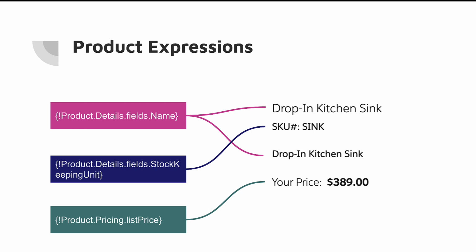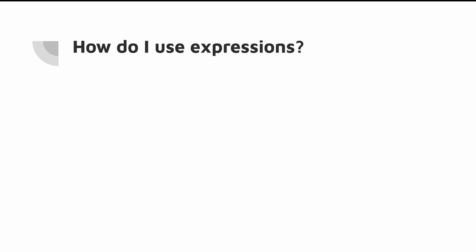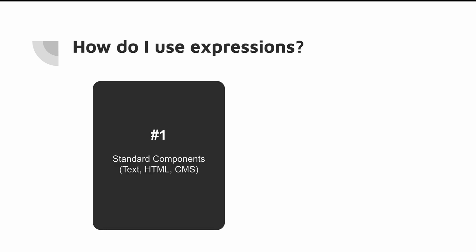And you can do all this with just expressions instead of using Apex and pulling this information back from the records yourself. So now that we've gone over a little bit of the what, how do we actually use expressions? Well, number one, you can use it across many different standard components. I listed a couple here that we'll go into today, specifically the HTML and text ones. But there are a lot of standard components that you can use expressions in. And commerce has a lot of components that are expression aware, so it's very easy to use that information.